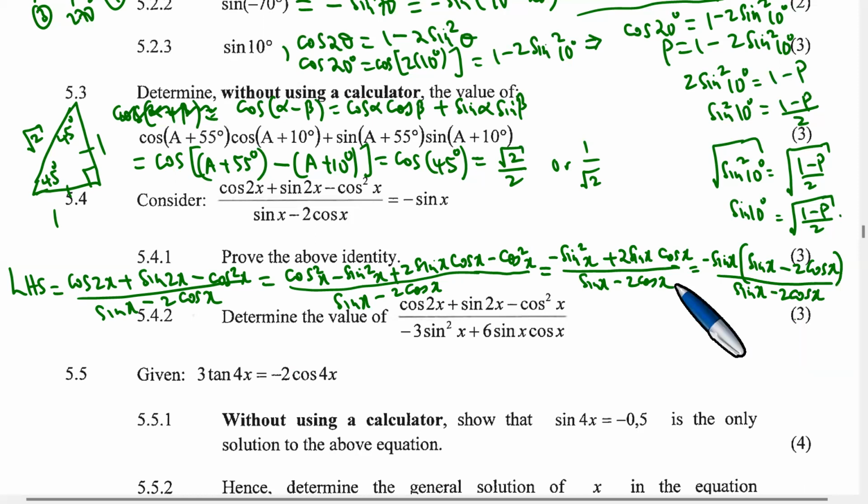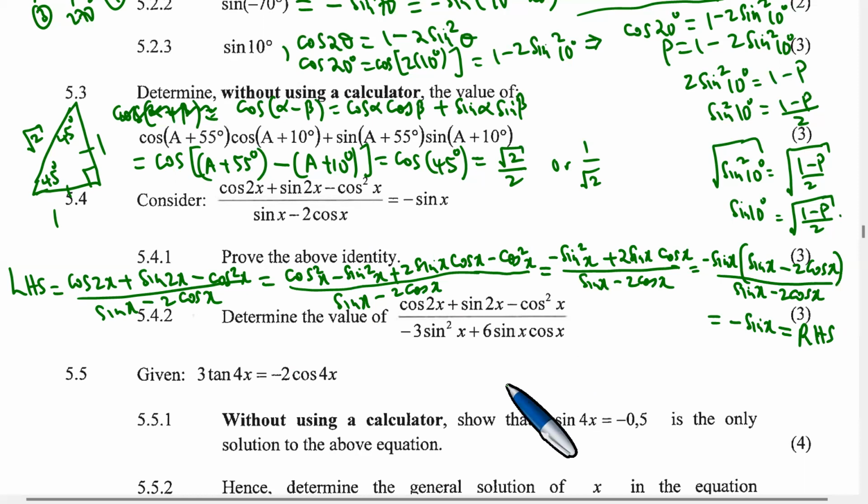Sine x minus 2 cosine x cancel out, and what we're getting is exactly minus sine x. Now the minus sine x is actually the right-hand side. For here, they said, consider this, prove that it is equal to this. And we have shown that the left can be simplified to the right.